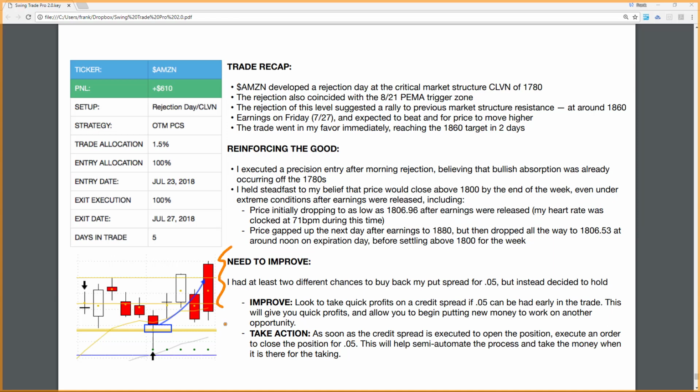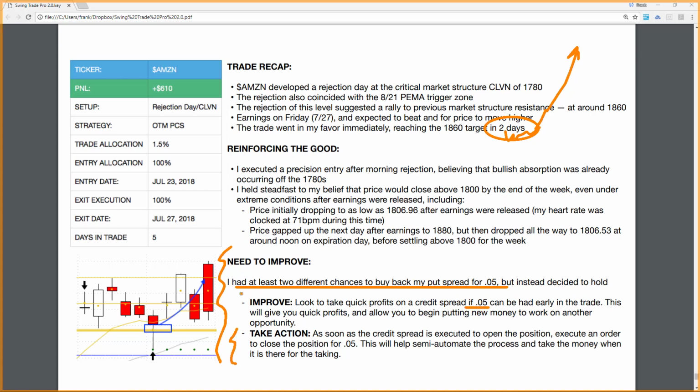Now, need to improve. I had at least 2 different chances to buy back my put spread for a nickel, but instead decided to hold. So improve. Look to take quick profits on a credit spread if a nickel can be had early in the trade. This will give you quick profits and allow you to begin putting new money to work on another opportunity. So I could have been done with this trade 2 days in and been using that mental capital and physical capital for other trades. Instead, I held for an additional 3 days and had a whole roller coaster with it.